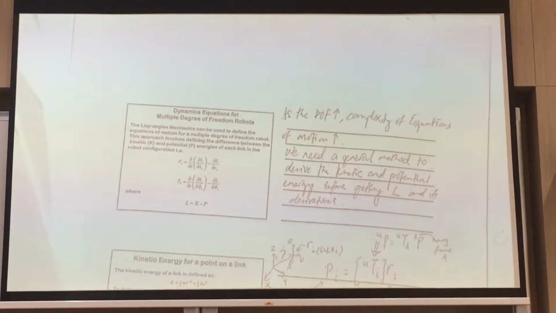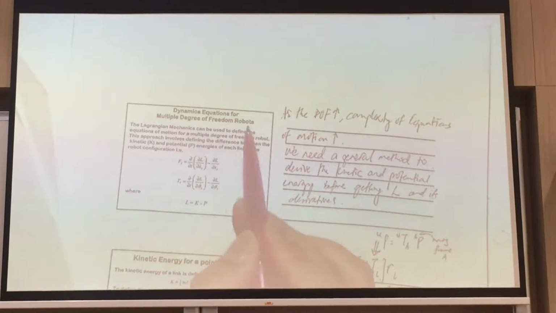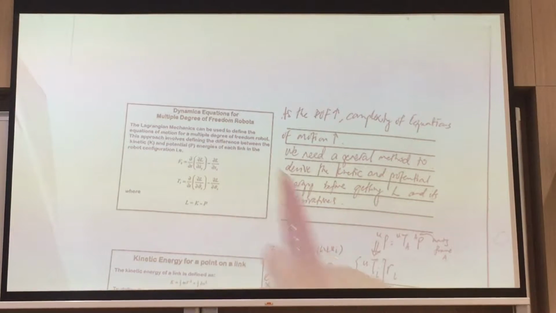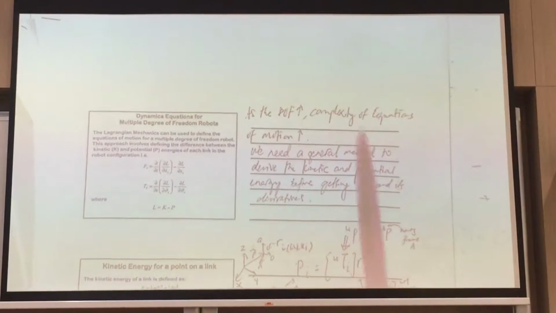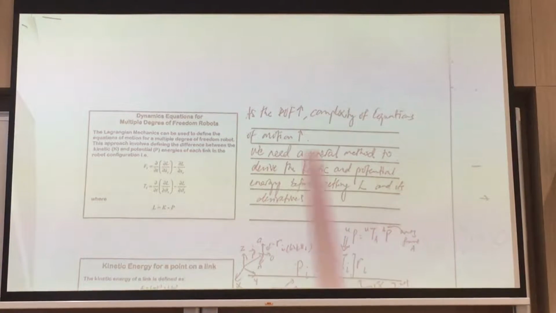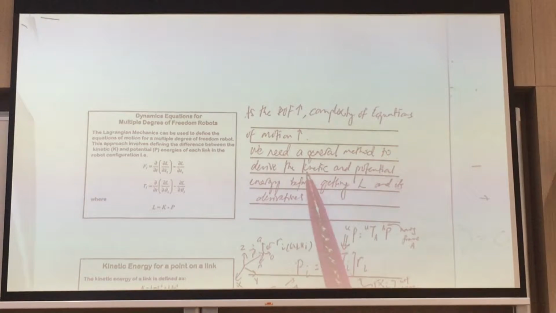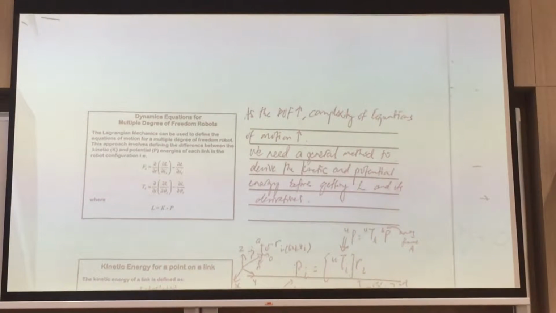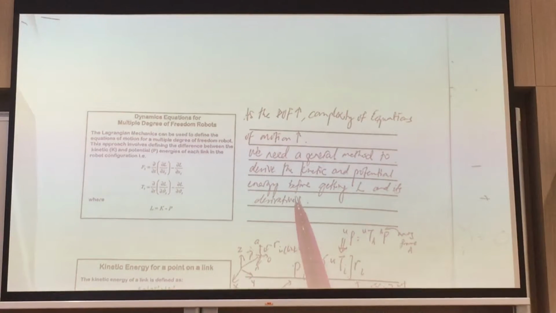So with that, let's go through the slides for lecture 9 on multiple degree of freedom robots. We're going to see how to derive the equation of motion. First of all, as the degrees of freedom increase, the complexity of the equations also increases. So we need to derive a general method to calculate the kinetic, potential, the Lagrangian, and then the derivative. The next couple of slides will show this general method.